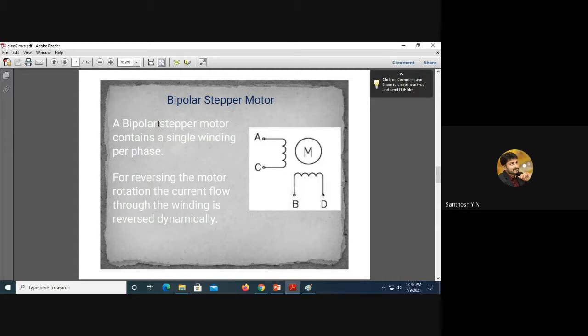Okay, a bipolar stepper motor contains only a single winding per phase. In the unipolar there were two windings in each phase, but in the bipolar stepper motor there is a single winding per phase. For reversing the motor rotation, the current flow through the winding is reversed dynamically. So if you want to rotate the motor in an anti-clockwise direction, you can make the current flow in a reversed manner. That's all.